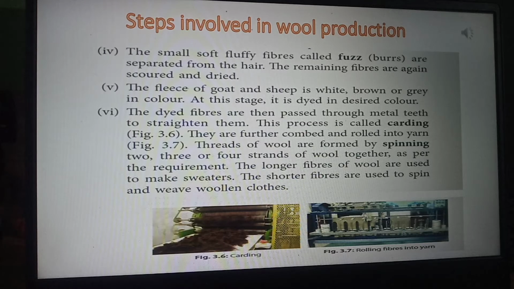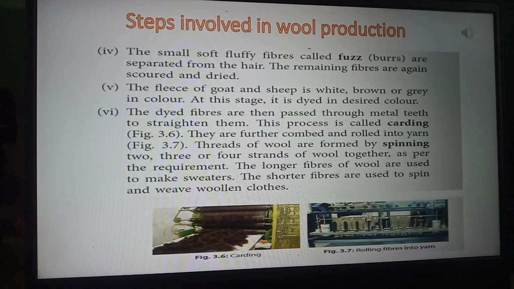Okay, so I will repeat this point again. The threads of wool are formed by spinning 2, 3 or 4 strands of wool together. So these are the strands. These are not the wool thread. पहले strands है, strands की spinning होगी, फिर वो thread बनेगा.